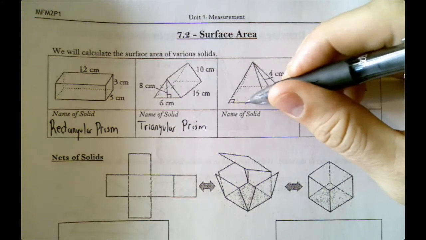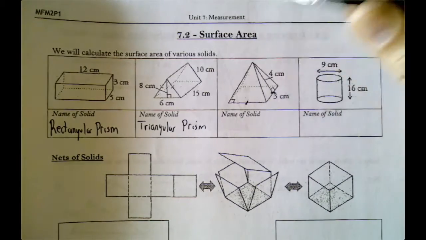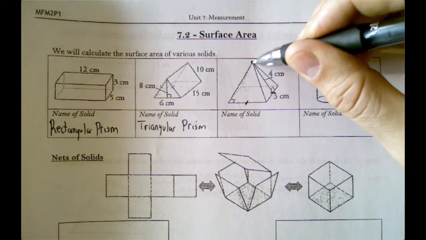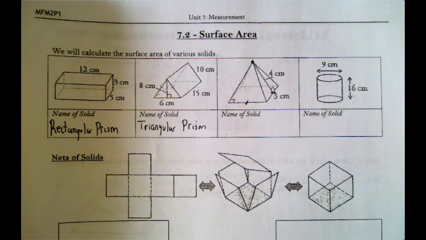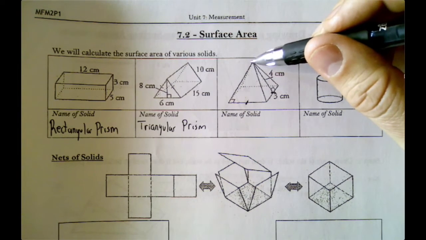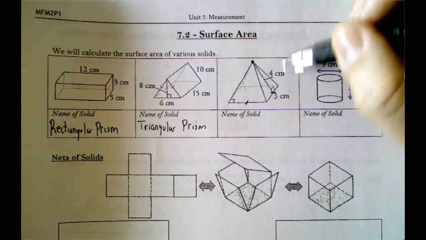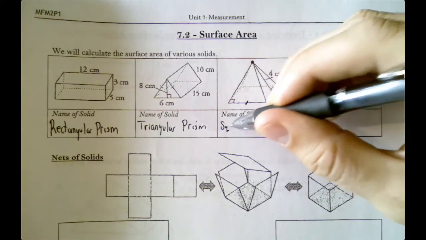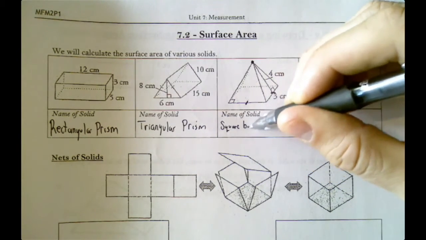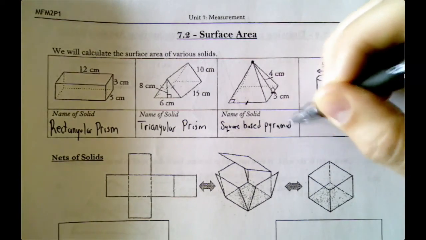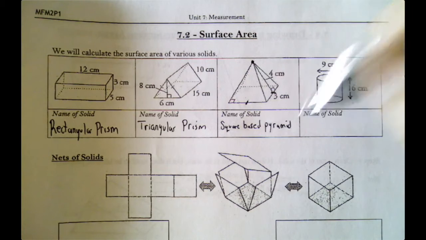Our next one, we have a square on the bottom, and this square is extended up into 3D space, but it connects to one single point. It doesn't connect to another square. If it connected to another square, it would be either a rectangular prism or a cube, if the side was a square. But since this connects to a single point, this is called a square-based pyramid. When we extend a face to a point, we create a pyramid.